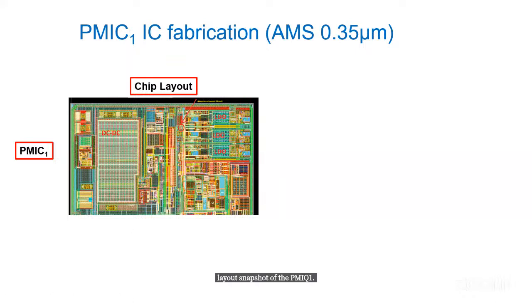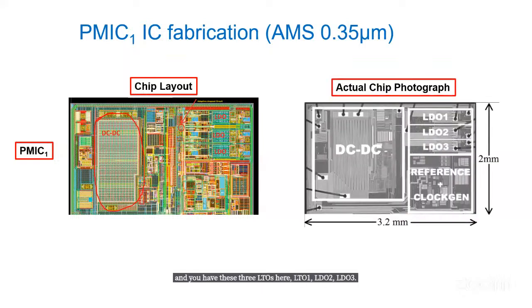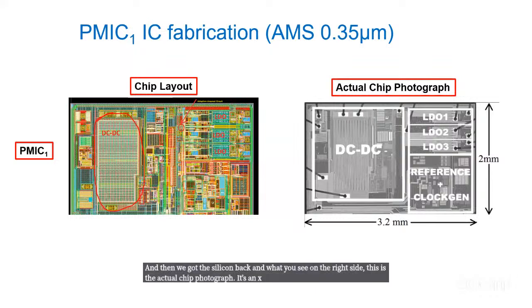You can see that the DC-DC power transistor is quite big here. It's pretty huge. We used Cadence Virtuoso to do the layout. You have these three LDOs here, LDO1, LDO2, LDO3, and some clocking circuitry. We sent it for fabrication, and then we got the silicon back. What you see on the right side is the actual chip photograph. It's an X-ray photograph of the PMIC.